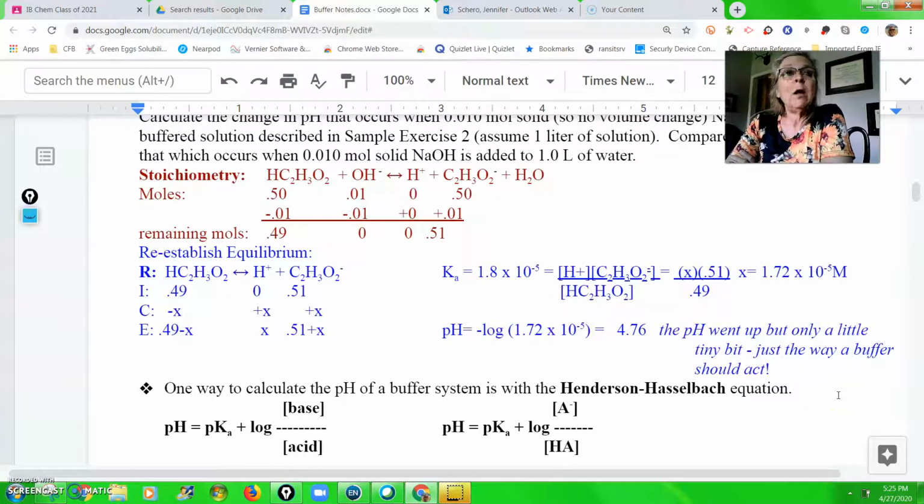So that's cool and all, but that does seem like a lot of work. What if we had a way that we could completely eliminate the RICE table and the Ka expression portion of this?